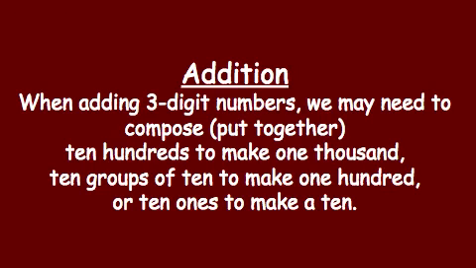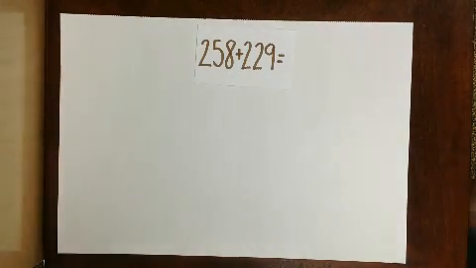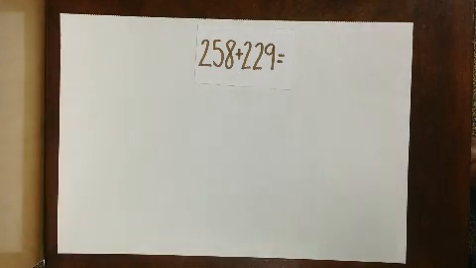How do we add numbers? When adding three-digit numbers, we may need to compose or put together 10 hundreds to make 1,000, 10 groups of 10 to make 100, or 10 ones to make a 10. Let's begin by adding 258 plus 229.